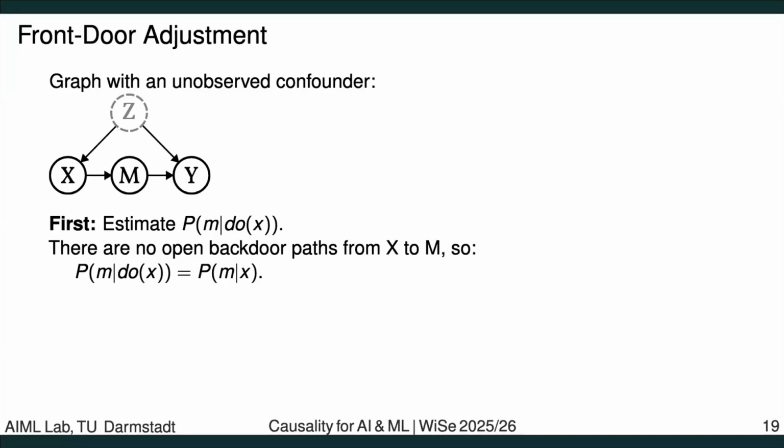So the first thing we need to check is that we again want to get rid of this do operator, right? To be able to do this, we need to be sure that there are no open backdoor paths from x to m. In this scenario, there aren't, because Z confounds x and y, but we don't condition on y, so this collider doesn't become active. So this path is not open. So we can remove the do operator and just condition on it.